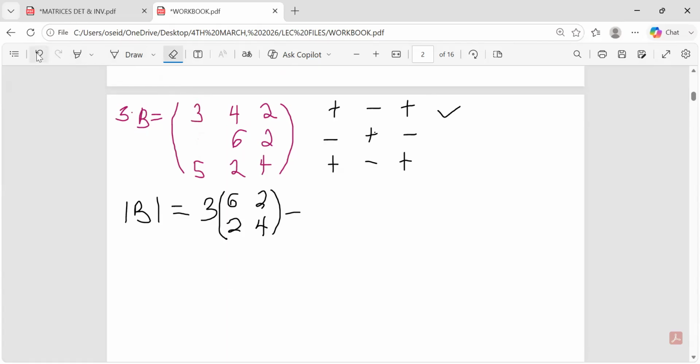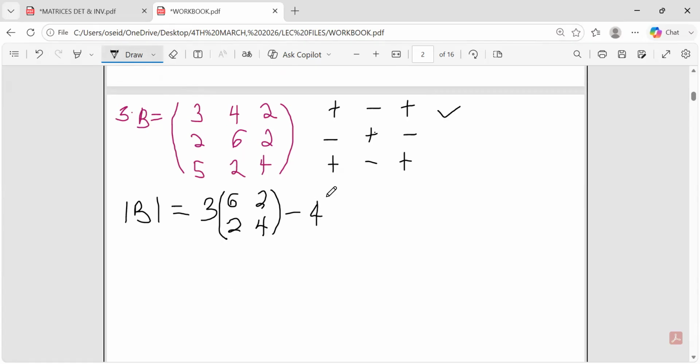So we take the next element, and the next element is 4. So minus 4. We assume that once we've taken 4, row 1 does not exist anymore, and column 2 also does not exist anymore. So the elements left for us to use are 2, 5, 2, 4. Those are the elements left for us to use.